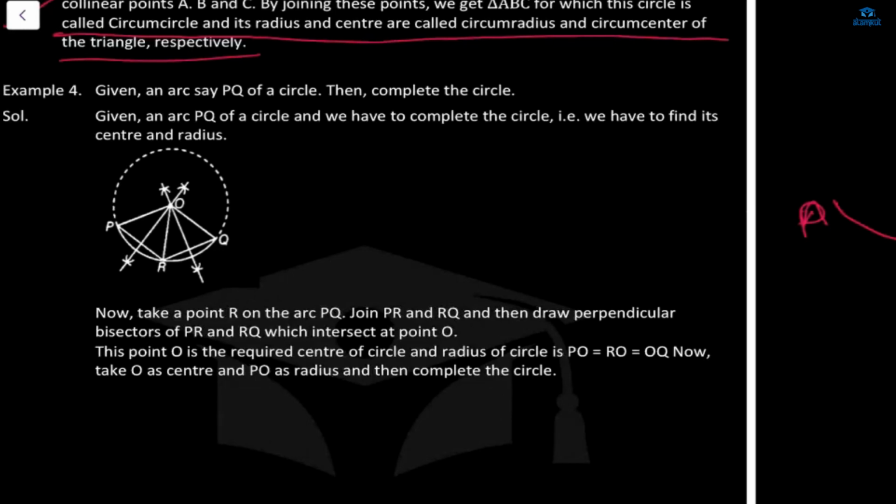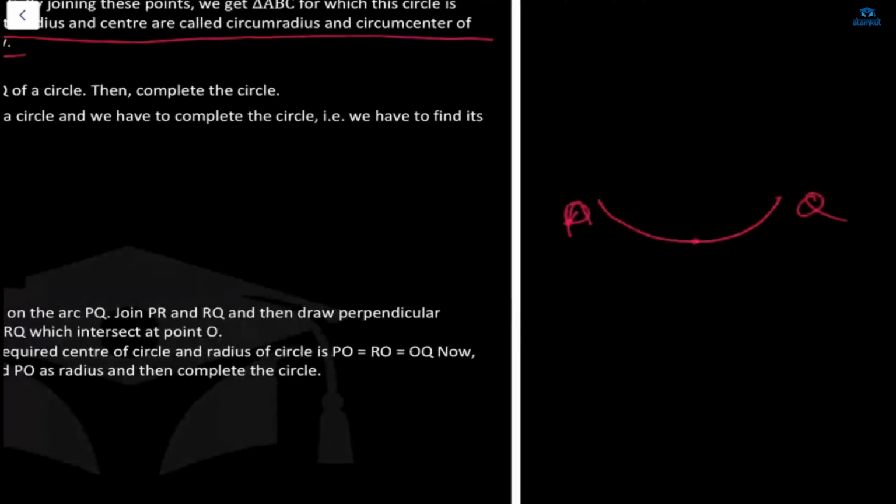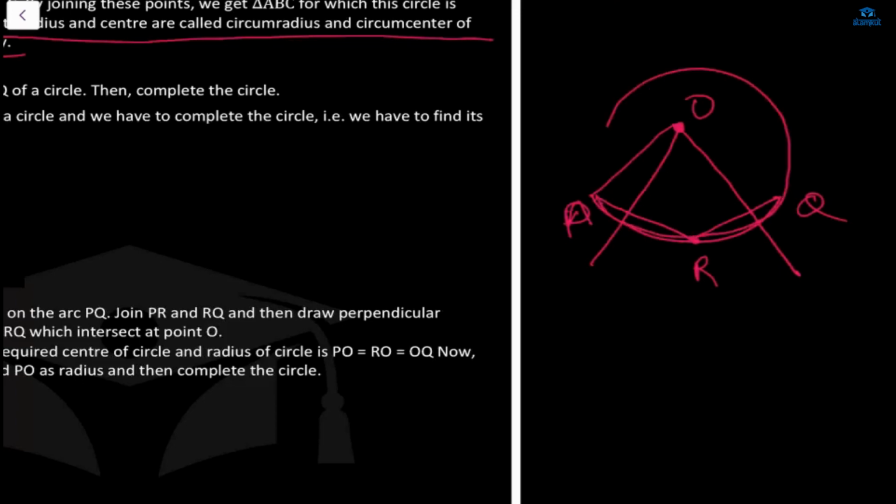So what we are going to do, we are taking R as a point. We are joining PR and RQ because these are 3 points. We'll draw the bisector. Where the bisectors meet, that will be the center O, and we will take this as the radius, and then we will draw a circle. Understood? Again, I'm explaining.